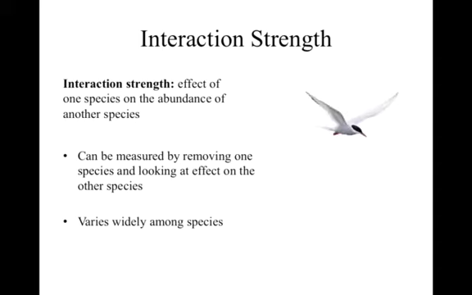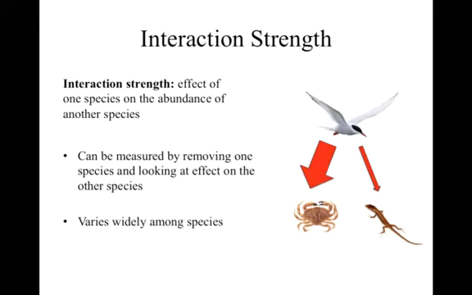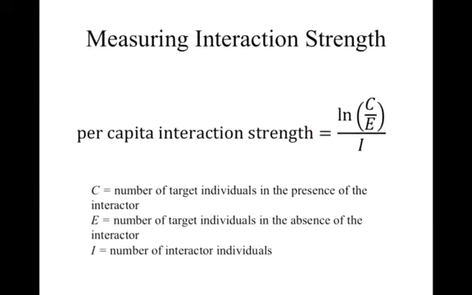So again, we think about that tern feeding on crabs and feeding on lizards, and we think, well, the interaction strength between terns and crabs is much stronger because they eat a lot more crabs than the interaction strength between terns and lizards. So to actually put that in quantitative terms, we can calculate what we call the per capita interaction strength. And your textbook has a terrible, terrible, terrible version of this equation. I warn you not to really look at the textbook. It's hard to tell what's supposed to be in brackets with the textbook. So this is the actual equation.